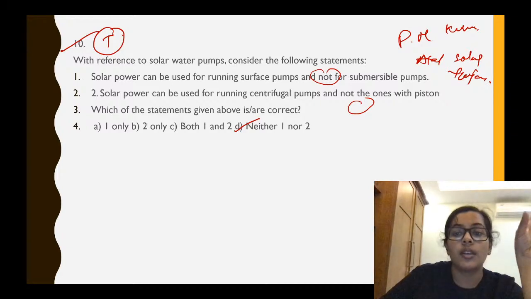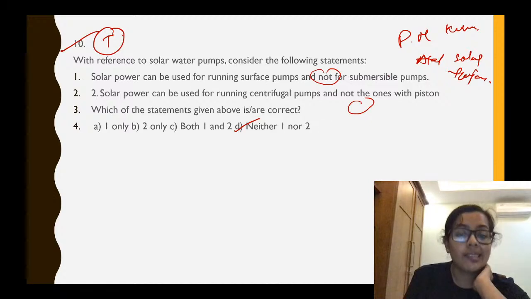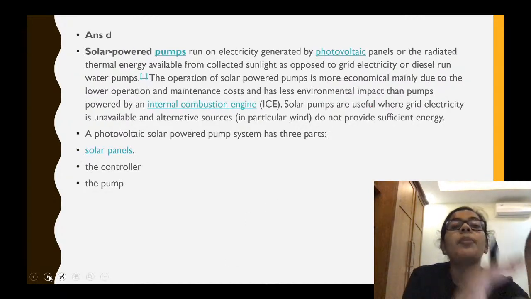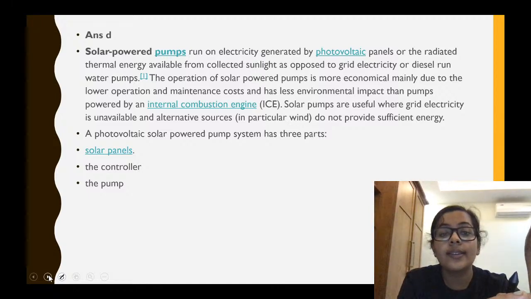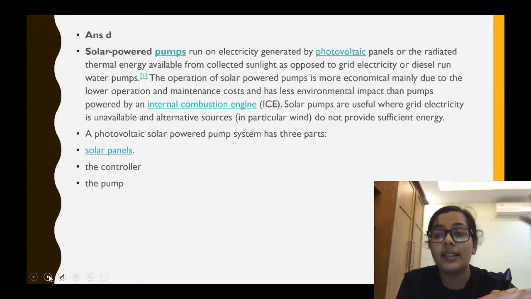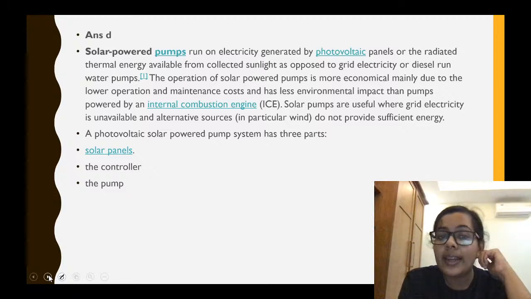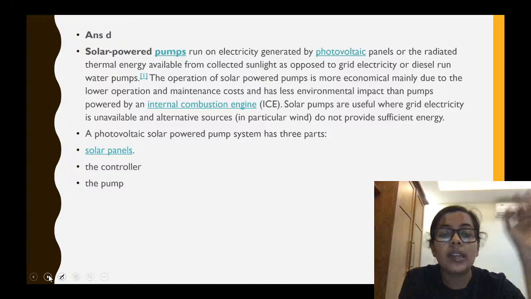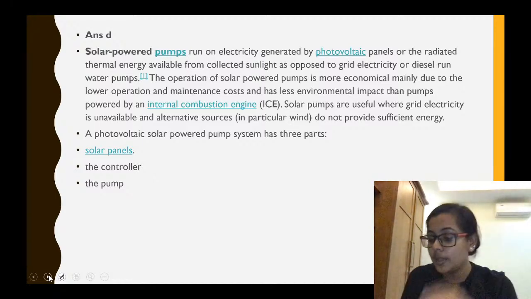It's a tough question. Answer is D. No elimination, nothing. It's a tough question. So D is the answer. We'll see what it is. What is a solar pump? Solar powered pumps run on electricity generated by photovoltaic panels, as opposed to grid electricity or diesel pumps. Solar pumps are used for water where grid electricity is unavailable or as an alternate source. A solar pump system has solar panels, the controller and the pump.